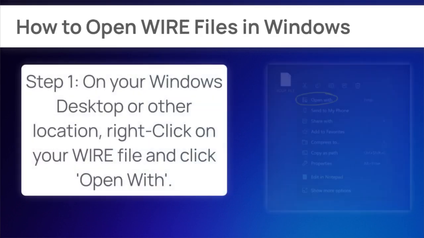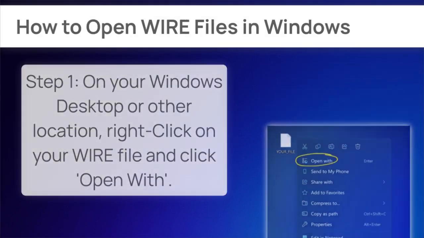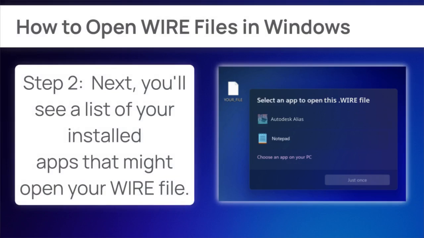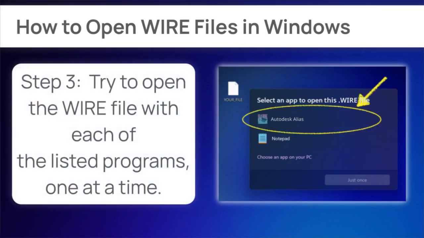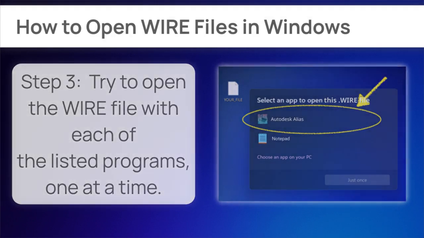Let's find the winning application. Right-click your WIRE file and select Open With. If Autodesk Alias is there, test it now. If not, grab another application. Testing helps us eliminate common software conflicts.